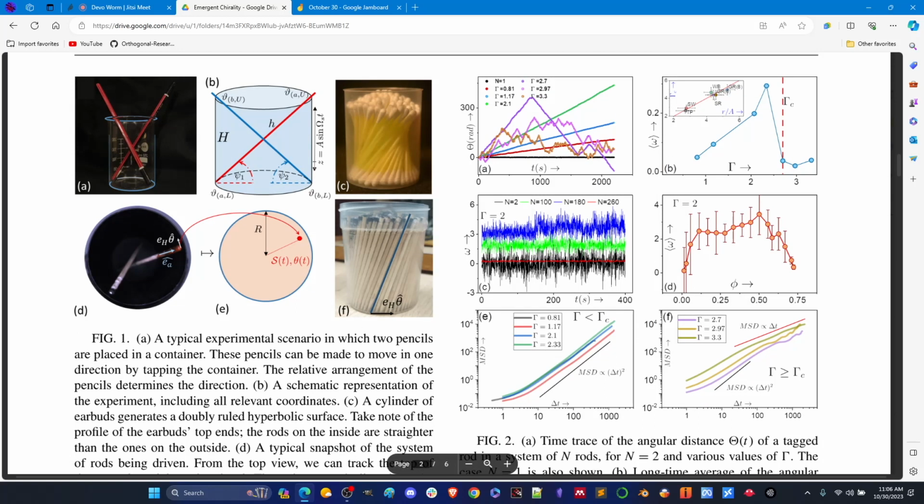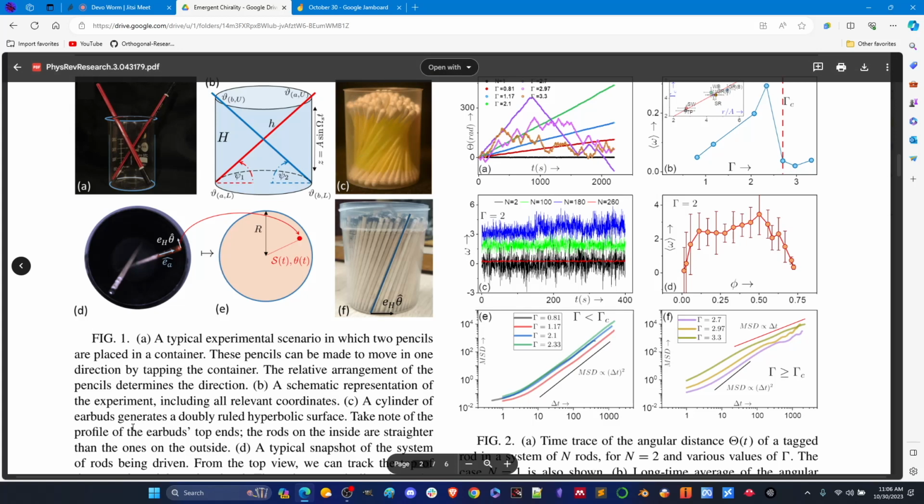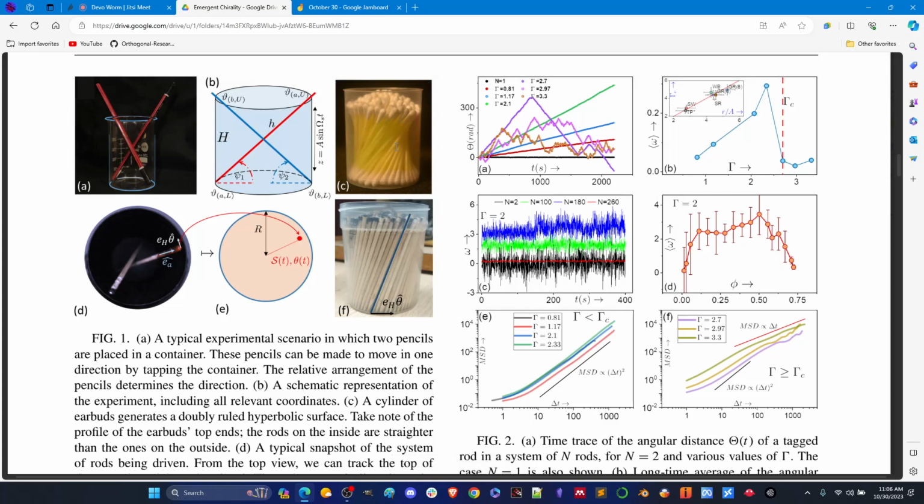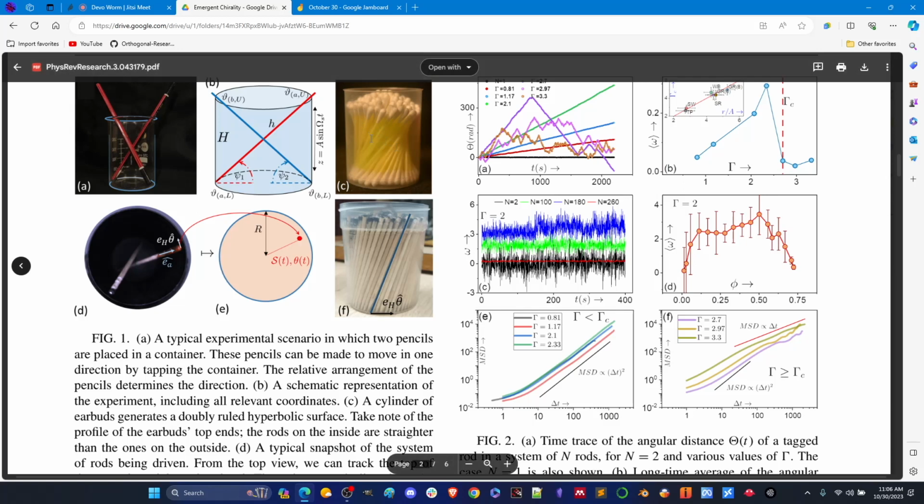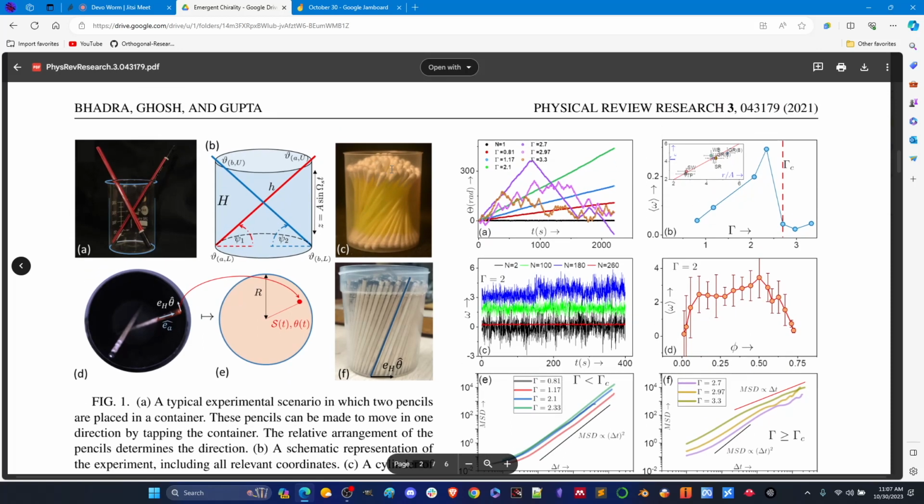And then 3 is a cylinder of earbuds, generates a doubly ruled hyperbolic surface. So you have these cotton swabs that are in this container, and when you have a lot of them, they kind of twist in fitting them in. So they have this different geometry than the pencils. They're less rigid, and you have to squeeze them into the container. So they get this sort of curvature that you don't see in the pencils.